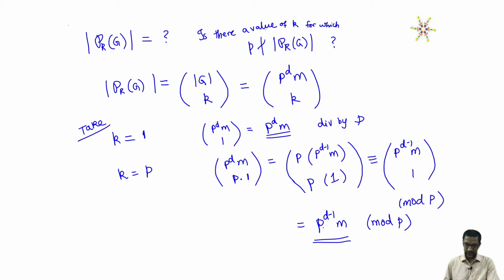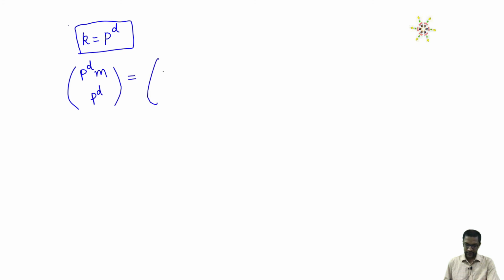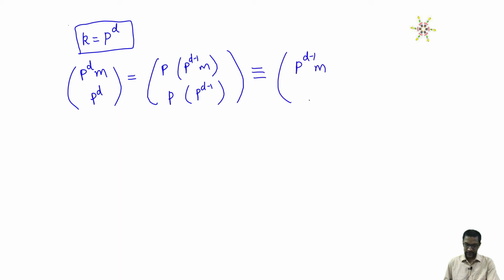Okay, and now you can see that all it takes now is to repeat this argument. So let's repeat this argument. The value of k that will do the trick for us is p to the d. So here's the chain of computation. If I have p to the dm choose p to the d, I can think of it as, I'll pull out a p from both, p to the d minus 1 m, p to the d minus 1, and by that result, it's p to the d minus 1 m choose p to the d minus 1 mod p. Now again, this is in the same form as the original. I can keep going, therefore.